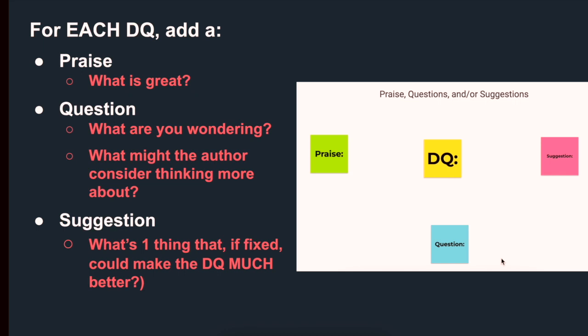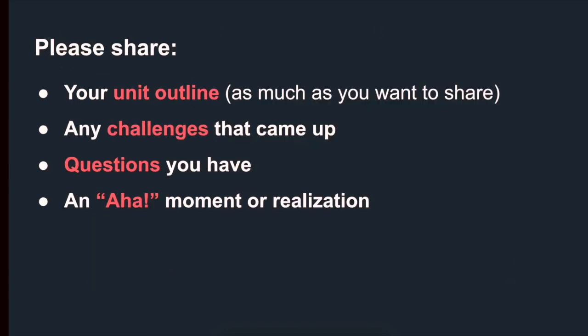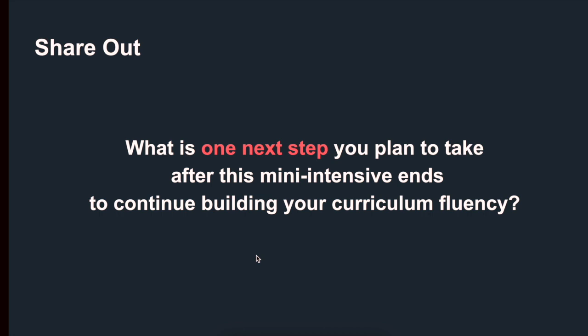I like praise, question, suggestion to be able to have people share and then get feedback on whatever they create. So they share their unit outline, whether that's a driving question, a project, or both. And then any challenges, questions, or aha moments, just to reflect on the experience. Think about what worked, what was helpful, what they want to do differently next time. And then the share out: what's one next step that you can do? What action can you take to continue building your curriculum fluency?